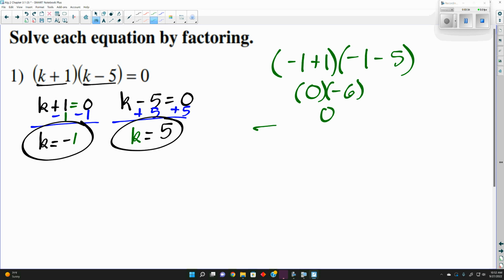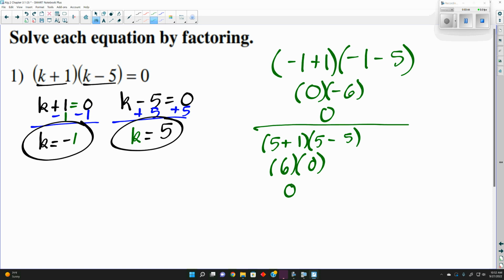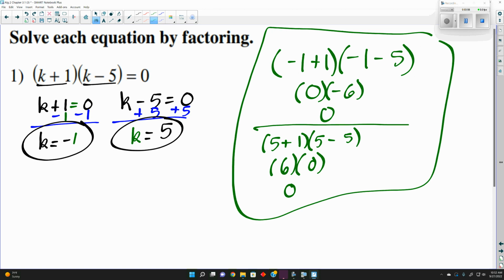And we can do the same thing with 5. We can say 5 plus 1 times 5 minus 5. Well, 5 plus 1 is 6, but 5 minus 5 is 0, telling us that the whole thing is 0. And all I'm doing is checking it to see, does it indeed give us 0? We don't have to do this, but this does show us that the values for when k is -1 and 5 do give us a value of 0 if we plugged it back in. Any questions on any of this here?